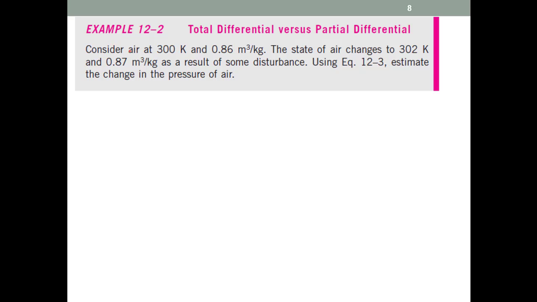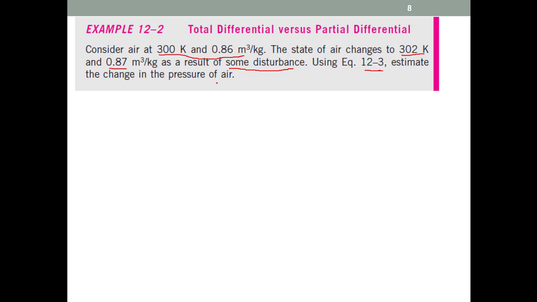Now consider air is at 300 Kelvin and 0.86 cubic meter per kg. The state of the air changes to 302 Kelvin and 0.87 cubic meter per kg as a result of some disturbance. This is the initial state, and from the initial state, the state is changed to the new state. So use that equation, the equation for the total differential, and estimate the change in the pressure of the air. How is the pressure changing as a result of this disturbance?